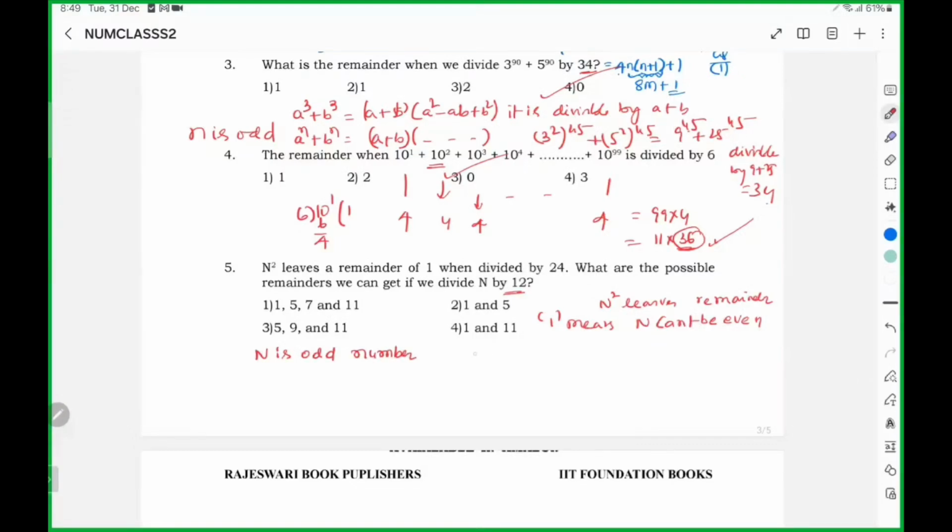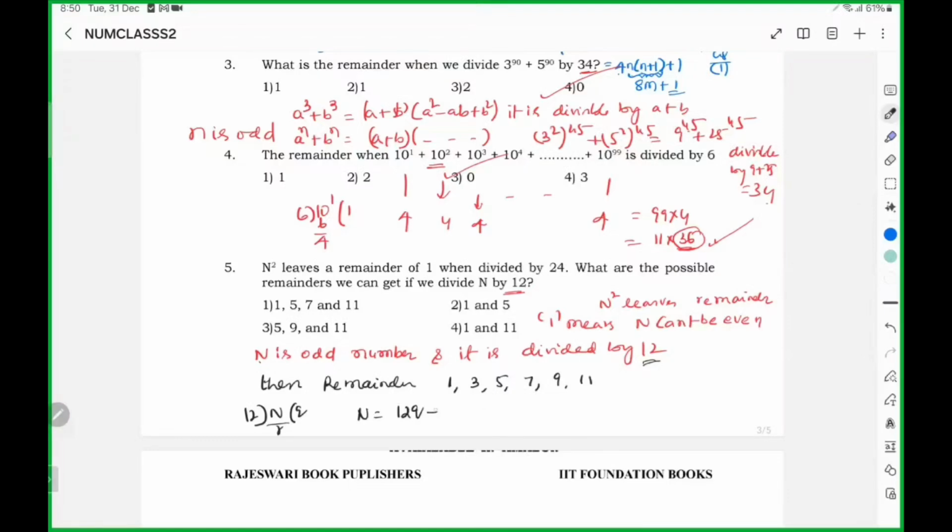When n is an odd number and it is divided by 12, then the possible remainders are 1, 3, 5, 7, 9, 11, because it's not even. These are the possible remainders. The remainder should be less than the divisor. Let us check. When n is divided with 12, we get some quotient and some remainder. N, I can write as 12q plus r.